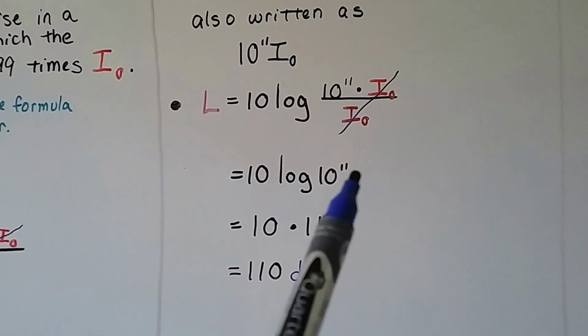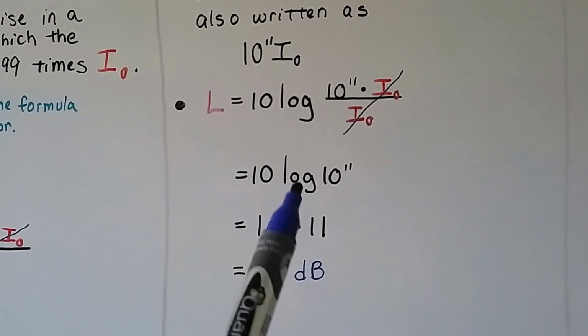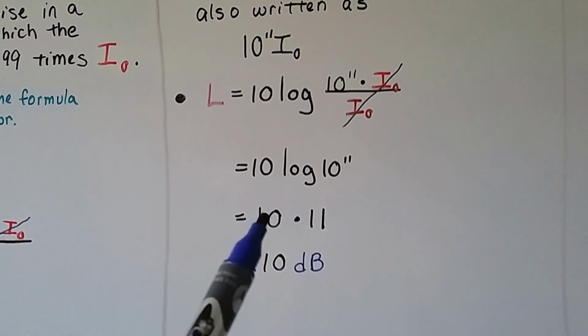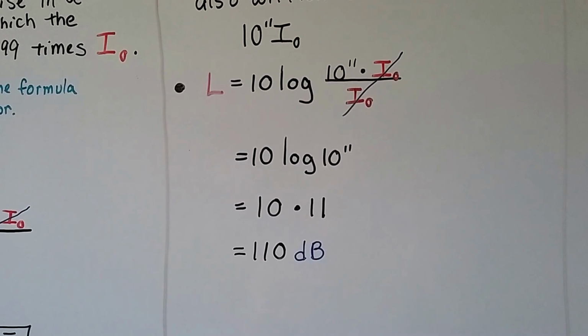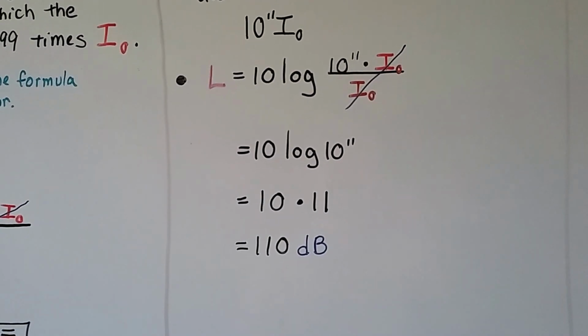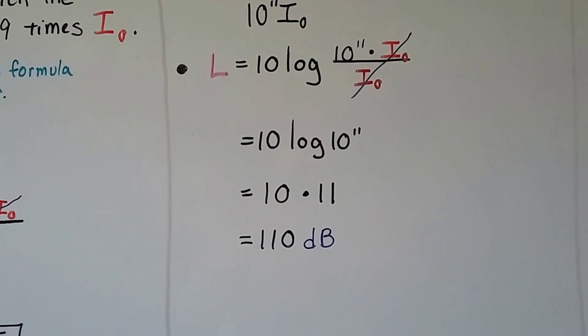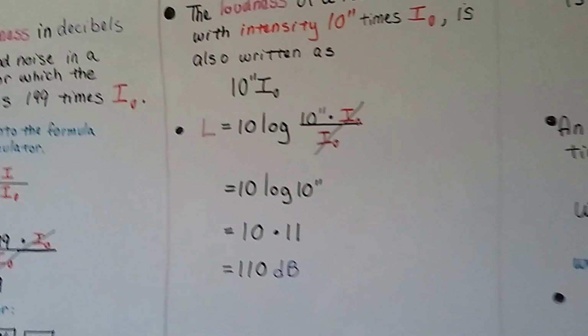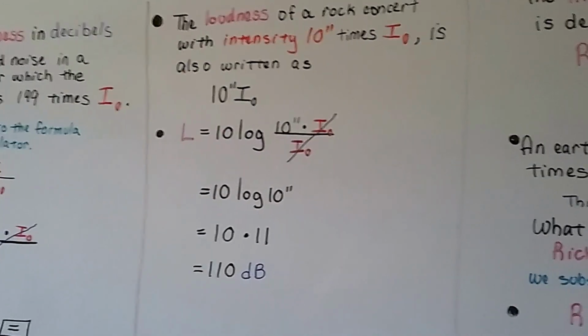So now we've got this. They have the same base. This is 10 to the first power, right? So really we just have 10 times 11. It's 110 decibels, all right? So that's louder than a motorcycle. So actually for a concert, that's not too bad, is it?